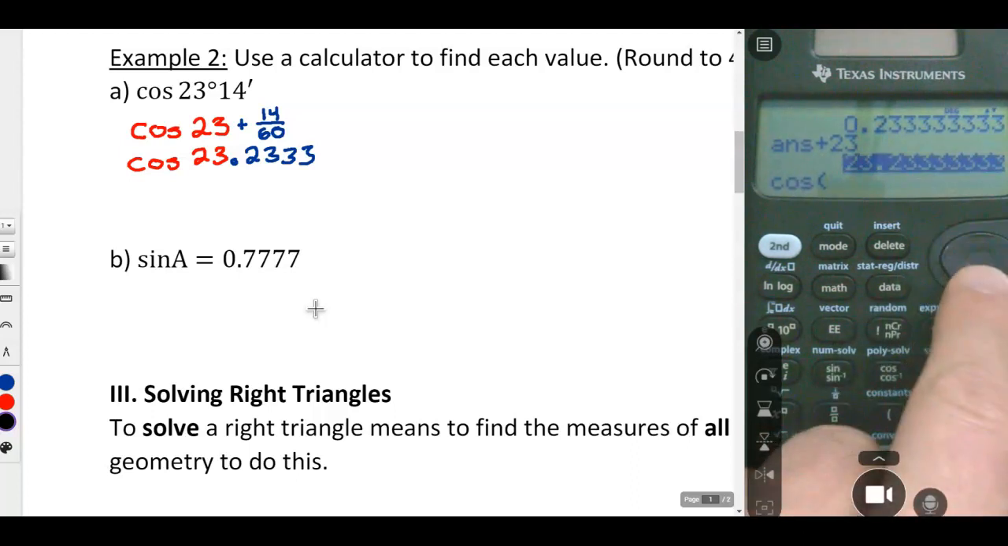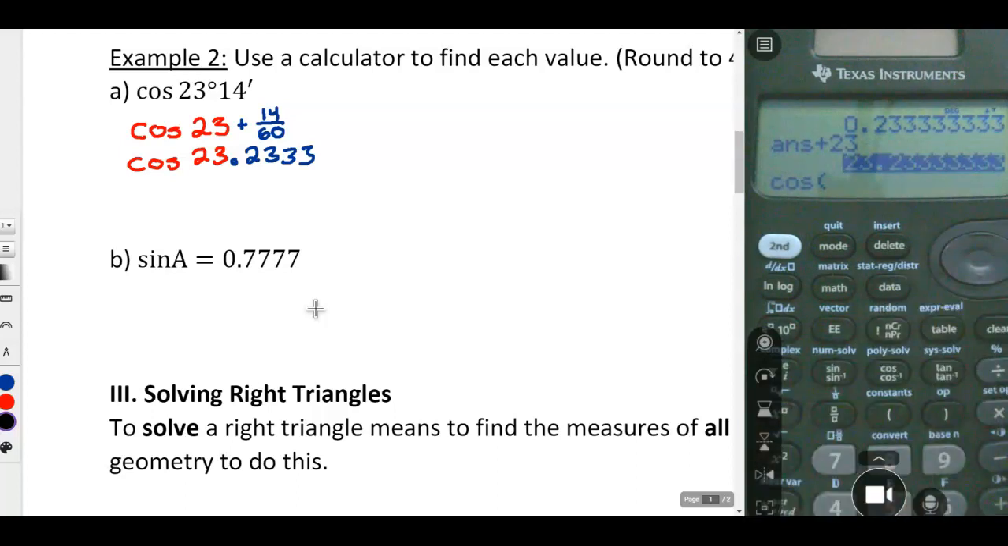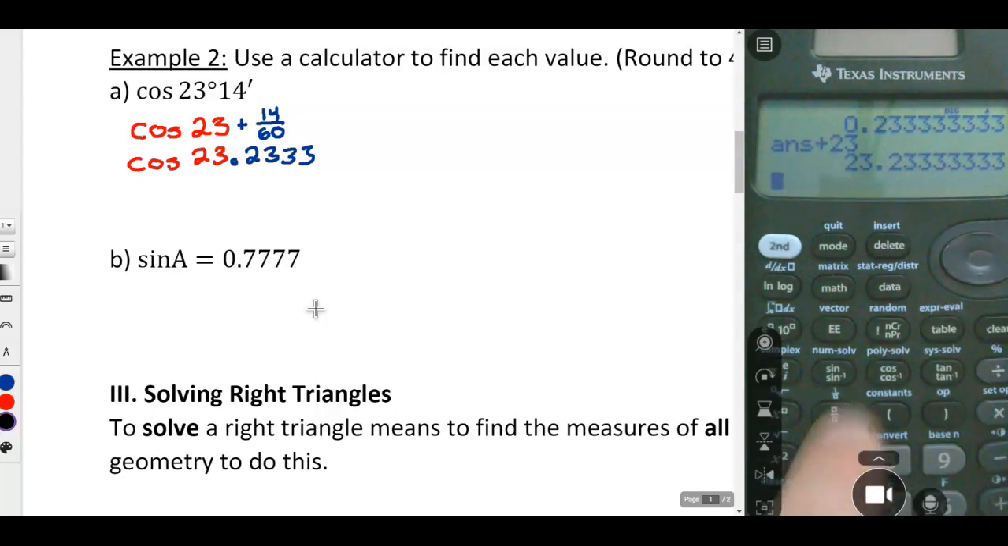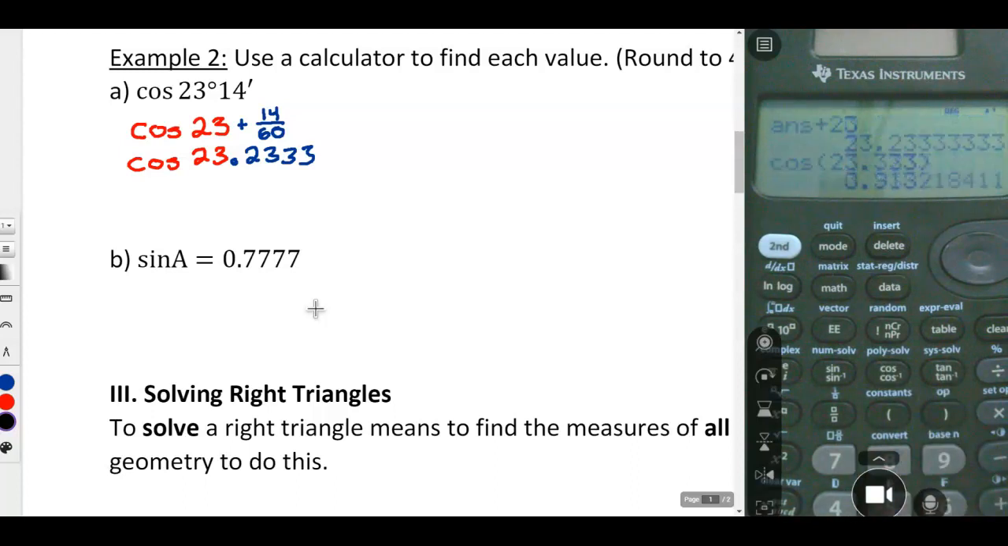I can go up here and hit the cursor and just hit enter on it, and it puts it in right for me. Or you can just type it all out. So part of it is just getting comfortable with it and seeing what you get. This comes out to 0.9182.